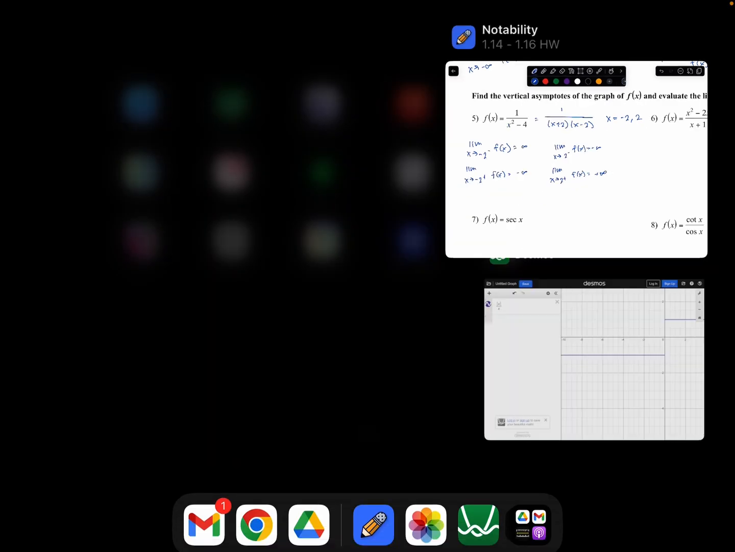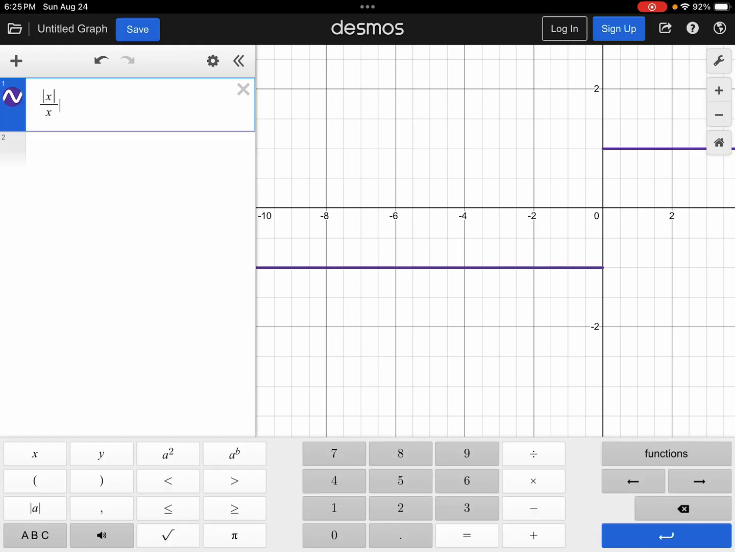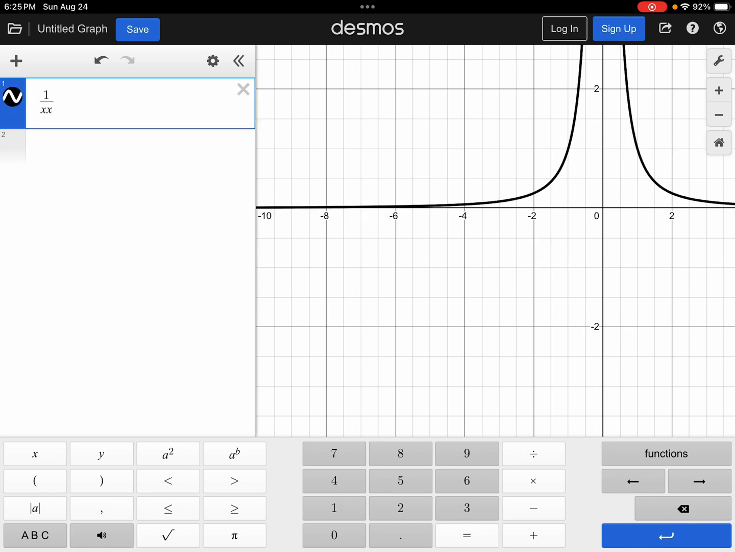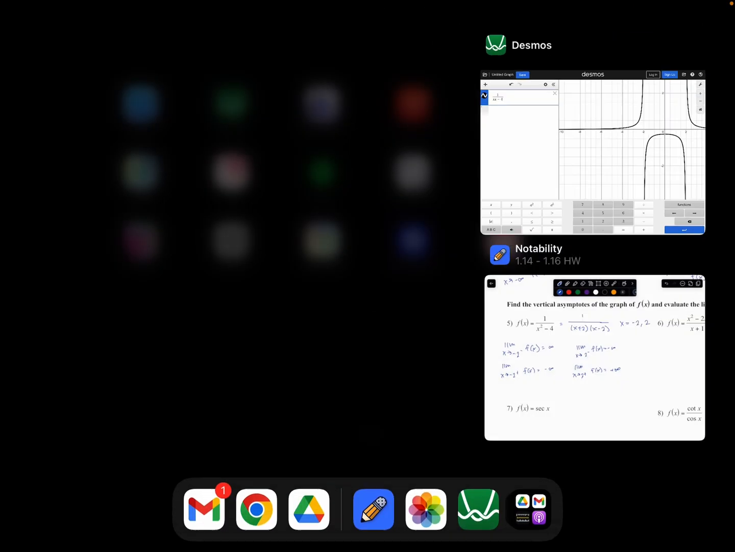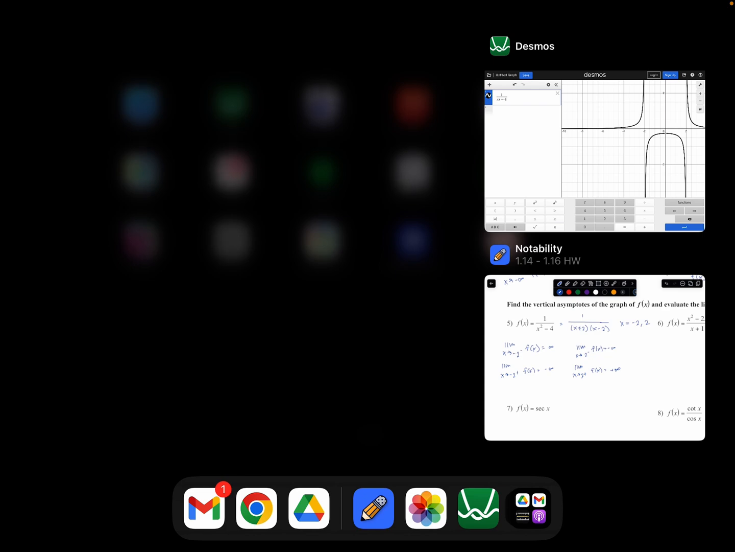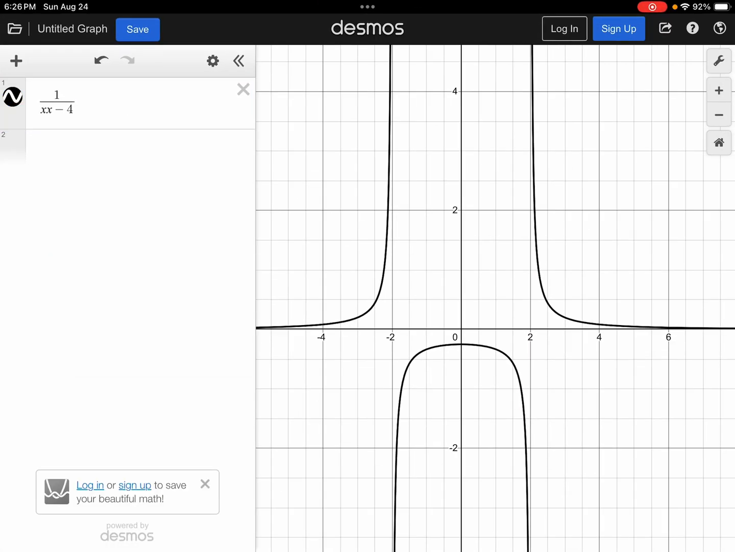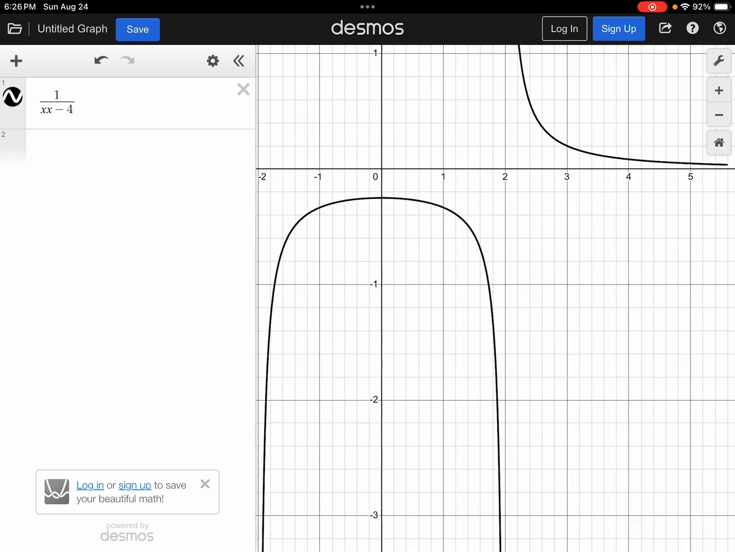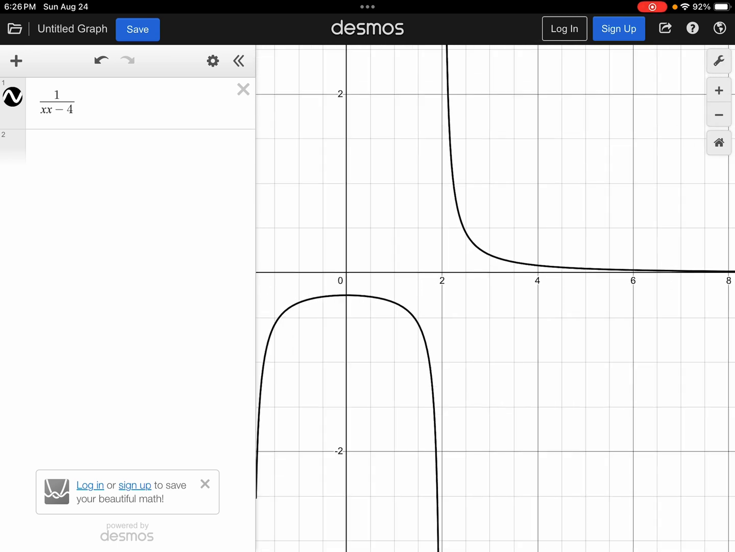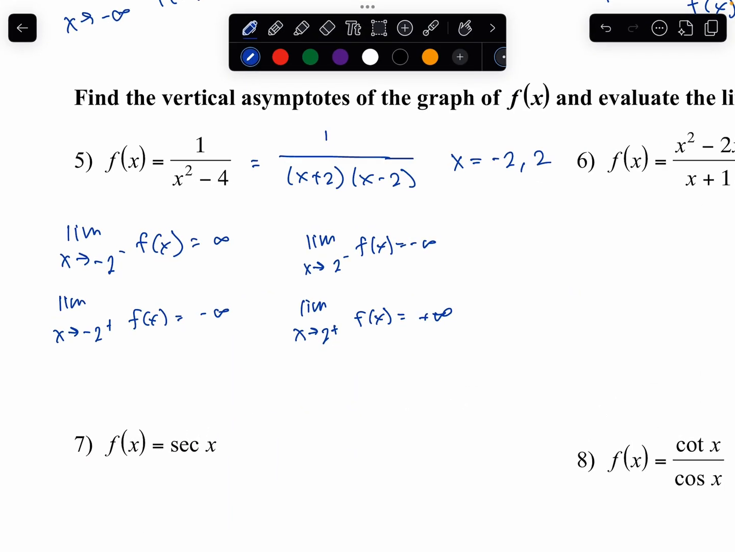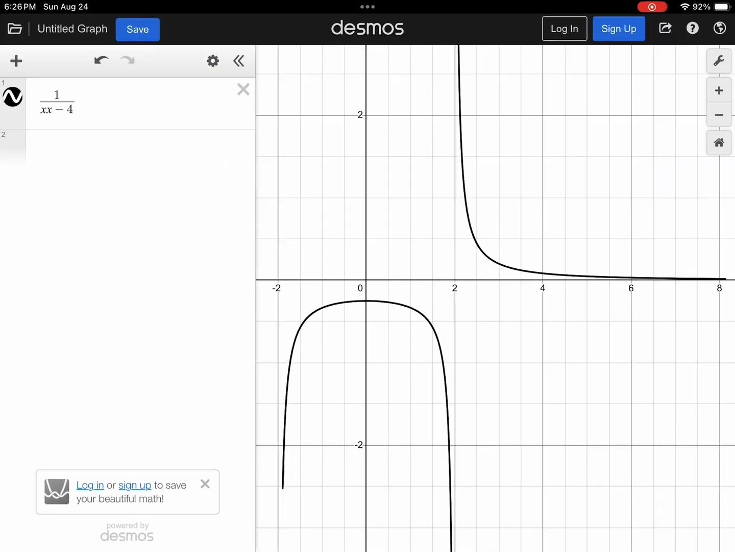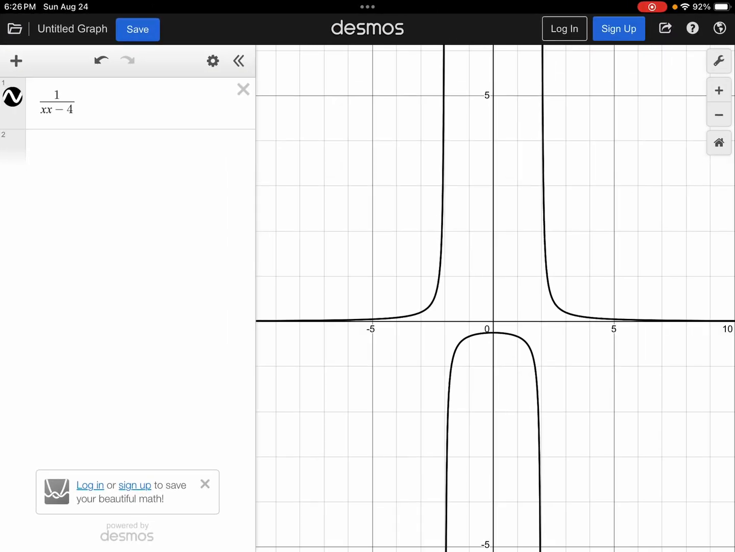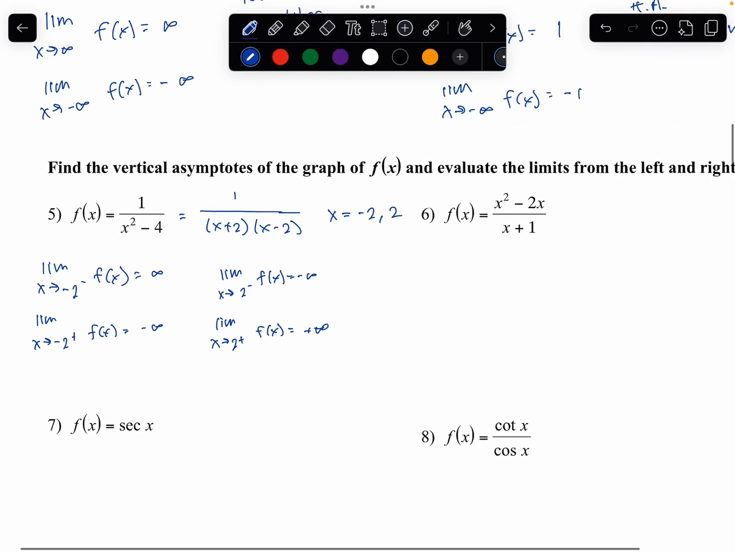If we want to double check in a graph, so we got 1 divided by x squared minus 4, I think it was, right? Minus 4. Okay, so on the left side of negative 2, we said positive infinity. On the right side, we said negative infinity. And then on the left side of 2, we said negative infinity. On the right side, we said positive infinity. So the graph seems to check out with what we were thinking about. Okay.